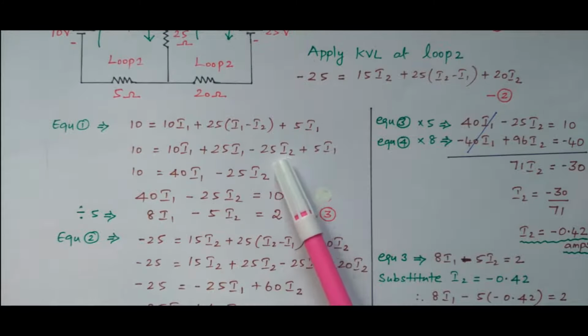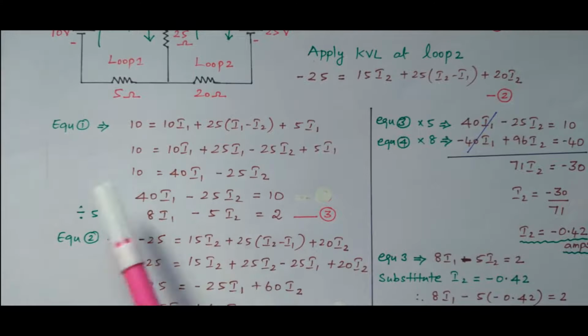This I2 is available only one time, minus 25 I2. So we can rewrite this: 40 I1 minus 25 I2 equal to 10. So it is rearranged. Right hand side and left hand side terms are rearranged, so that 40 I1 minus 25 I2 equal to 10.